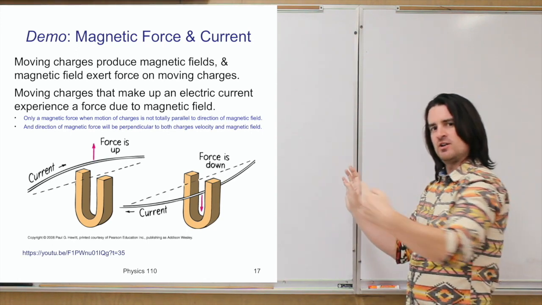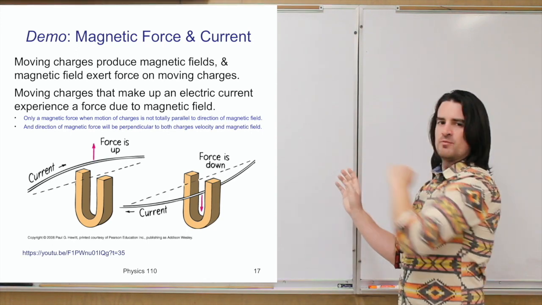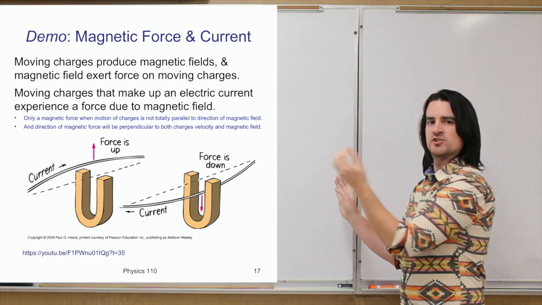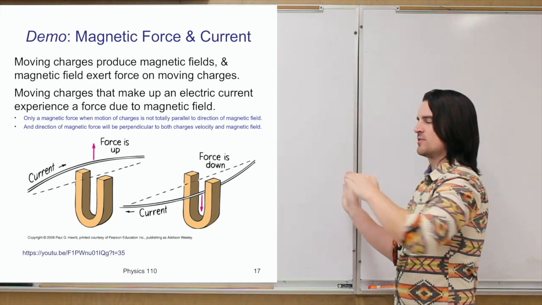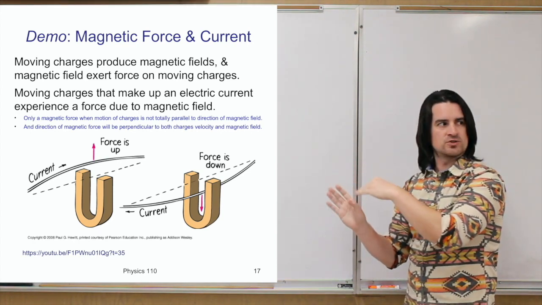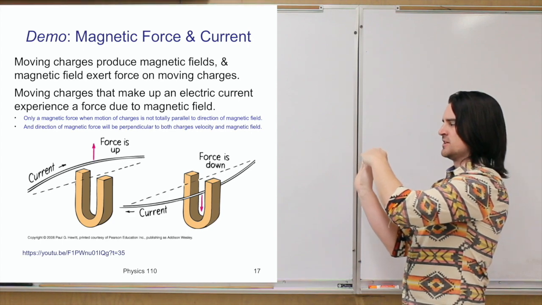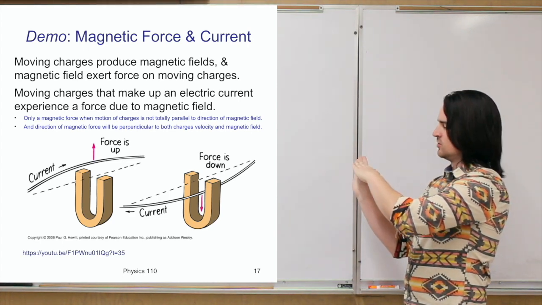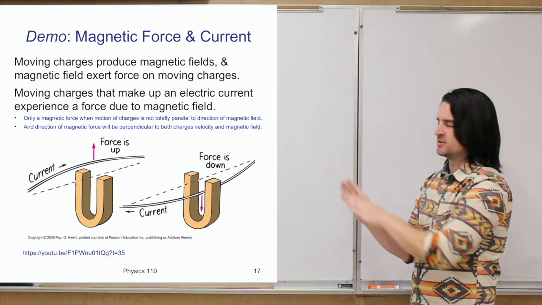If we flow the current also into the picture here, you get no magnetic force on that current, because the motion of the charge in that current is along the same direction as the magnetic field. It turns out the magnetic force only arises when you have motion that is at least somewhat perpendicular or at an angle to the direction of the magnetic field.